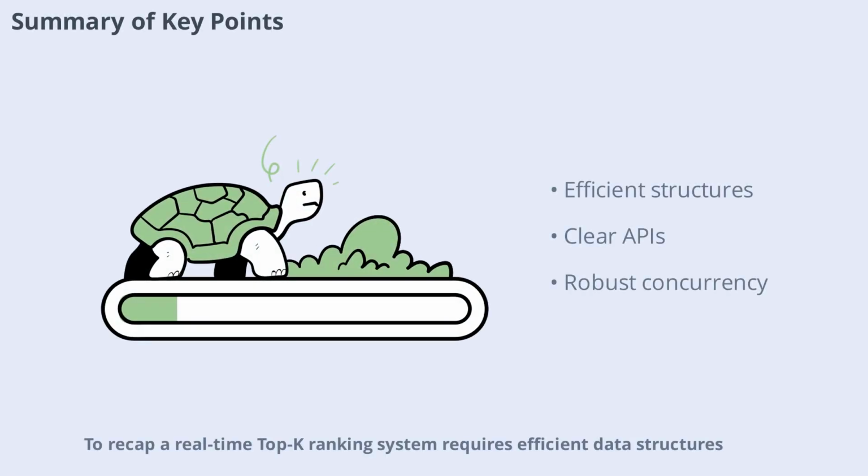To recap, a real-time Top K ranking system requires efficient data structures, clear APIs, robust concurrency handling, and thorough testing. By following best practices and anticipating challenges, you can design a system that's both performant and reliable.